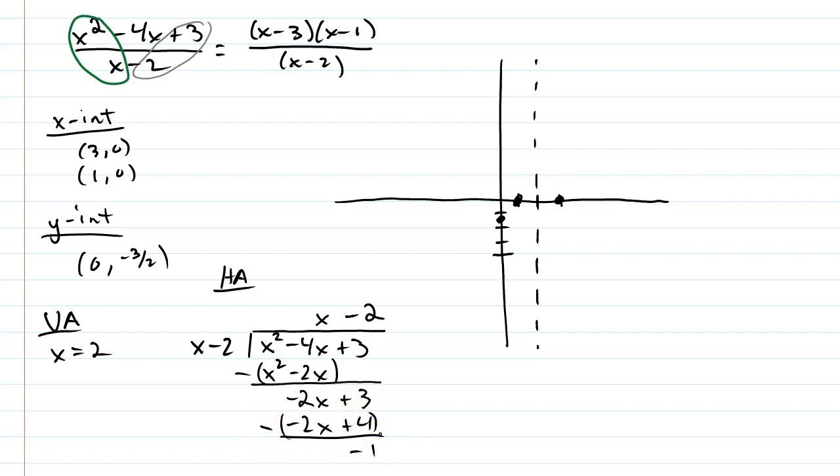So here's the good news. The good news is that this right here is your slant asymptote. And so, your slant asymptote is y equals x minus 2. Now, how would we graph this? Well, it's an mx plus b. So we start there, and we go up at a slope of 1.